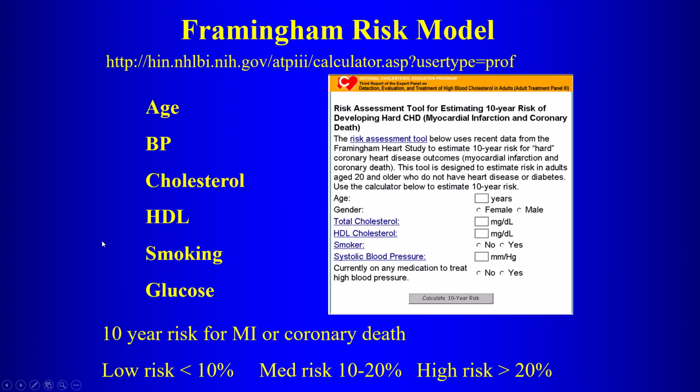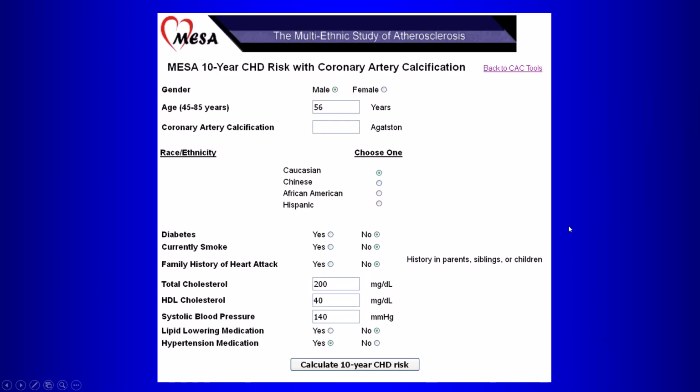Now, in terms of stratifying risk, there is the Framingham risk model where these online calculators are available. This is what an insurance company uses to determine your life insurance premium. You can plug in the age, blood pressure, cholesterol, HDL, smoking, glucose, and it will give you a 10-year risk of myocardial infarction or coronary death. So low risk is considered less than 10% over 10 years, medium risk 10 to 20%, high risk greater than 20%.